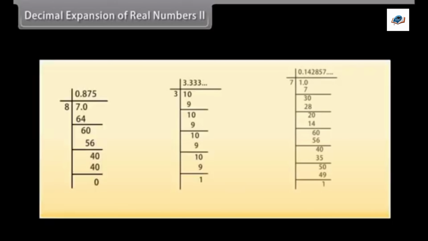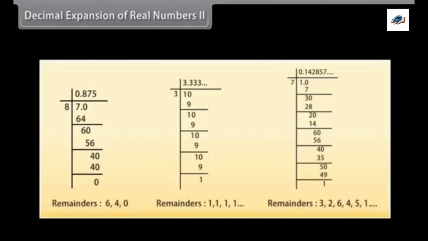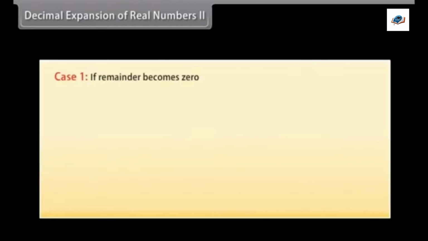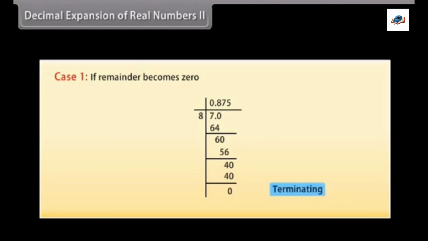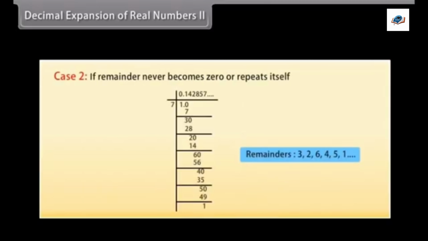Did you notice something here in all these examples? Notice that here the remainder either becomes 0 after a certain stage or starts repeating itself. Let us go through these cases one by one. Case 1 is, if the remainder becomes 0, then the decimal expansion ends after a finite number of steps. The decimal expansion of such numbers is terminating. Case 2 is, if the remainder never becomes 0 and repeats itself, then the decimal expansion of such numbers is non-terminating recurring.